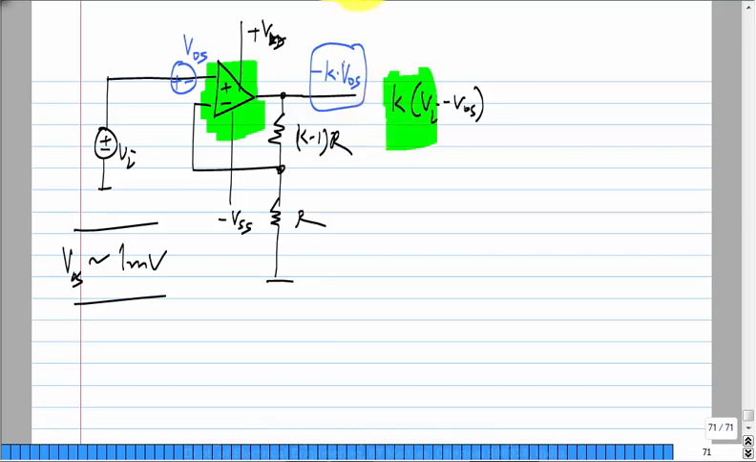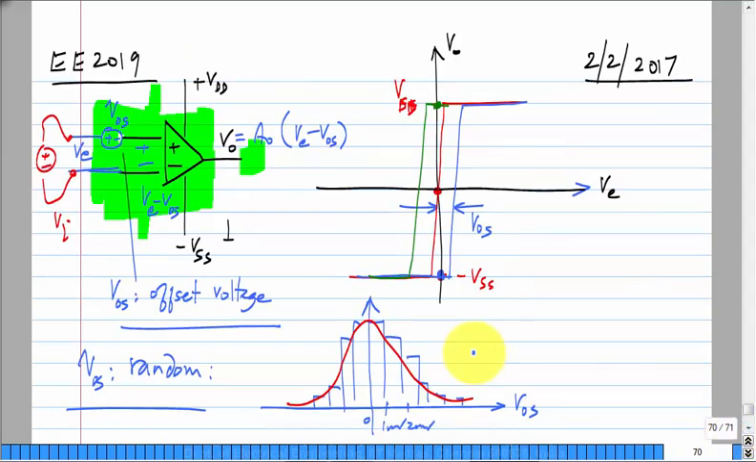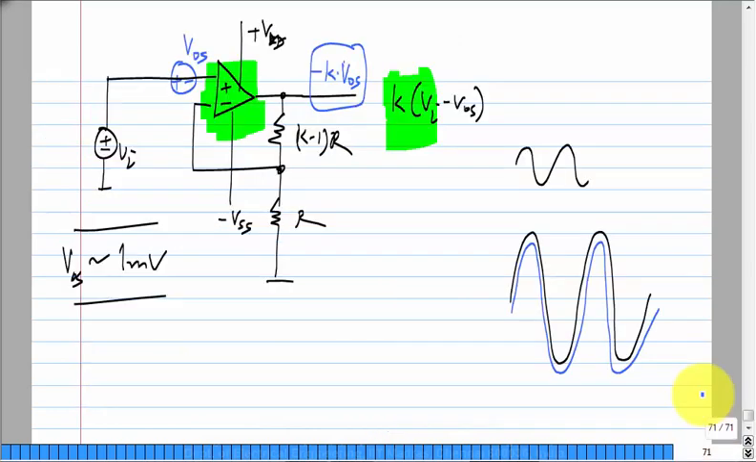Here, what happens is, hey, I applied this sine wave. I should have got that sine wave, and instead of that, maybe I will get the same sine wave but shifted by K times VOS. Okay, so there is an error, but at least it looks benign. All it has done is to shift the output down by K times VOS. Okay, and why does it work like this now? I mean, earlier here it didn't work, right? When we had VOS, it was just garbage. Now, why does it work here?